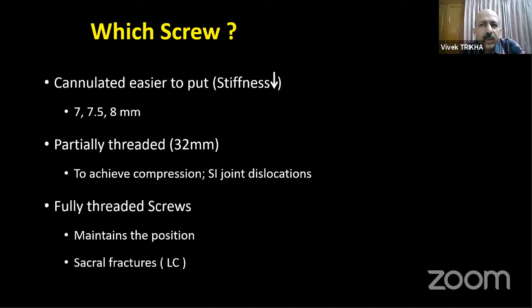Fully threaded screws are usually put for sacral fractures, but there are papers, especially from Alabama, where Jason Lowy has shown that even if you put in partially threaded screws in S2 or zone 2 sacral fractures, there is no amount of compression that can increase the neurological damage.